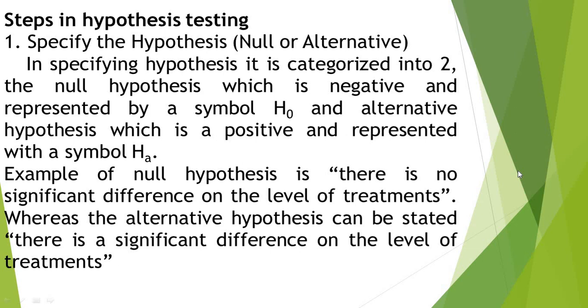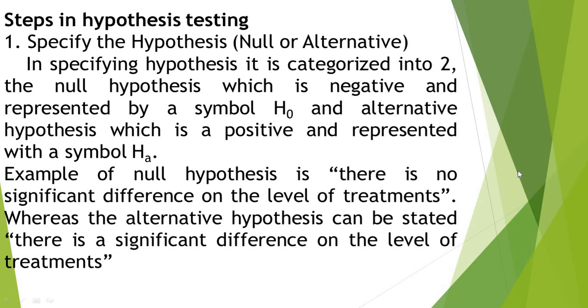In specifying the hypothesis, it is categorized into two. The null hypothesis, which is very common among undergraduate theses, is negative and represented by the symbol HO. And the alternative hypothesis is positive and represented with the symbol HA.